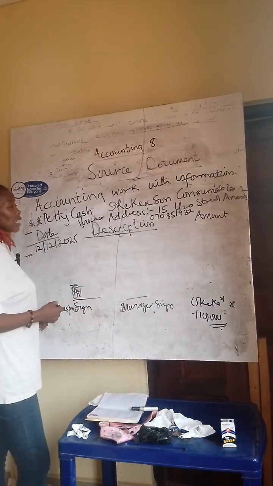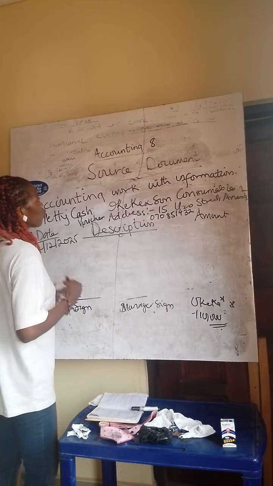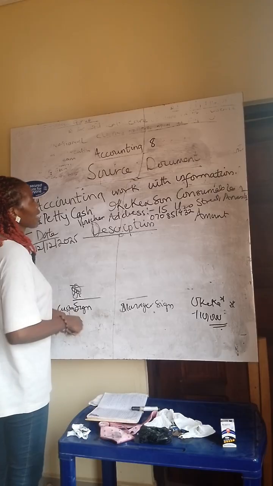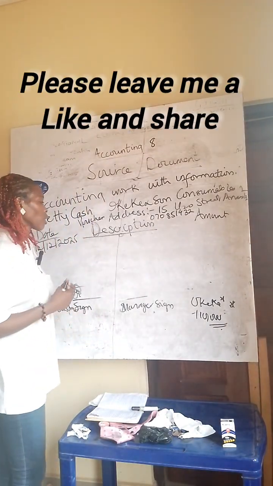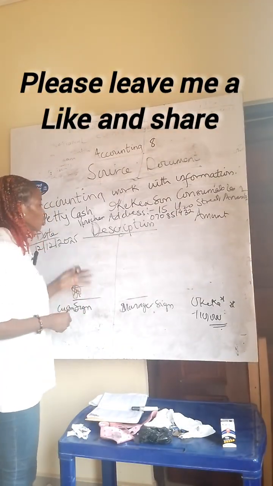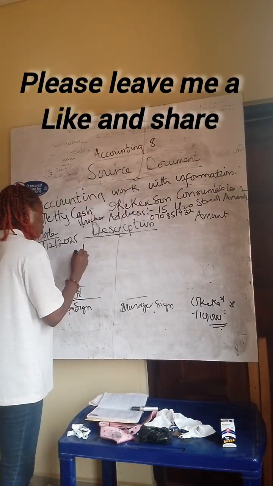So let's say for instance, Mr. Agoze wants to transport himself from here to the bank. Let's say they give him 10 million to go and put this money in the bank. He will say, okay, I need transport fare. So under description, I will write transport expense.